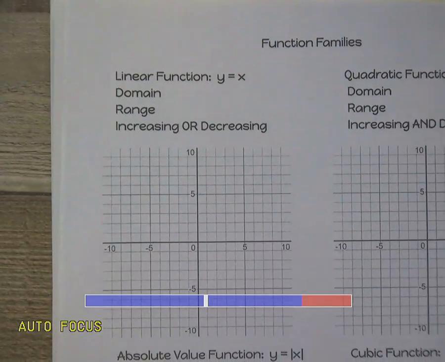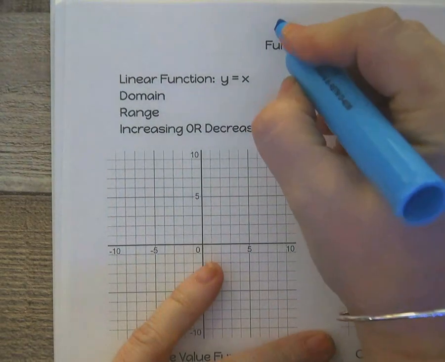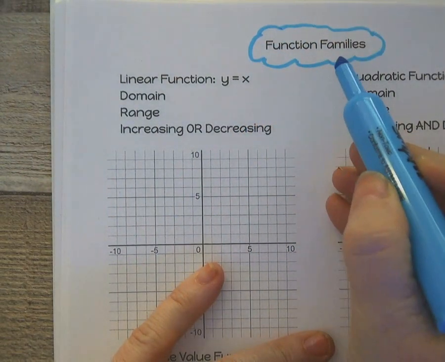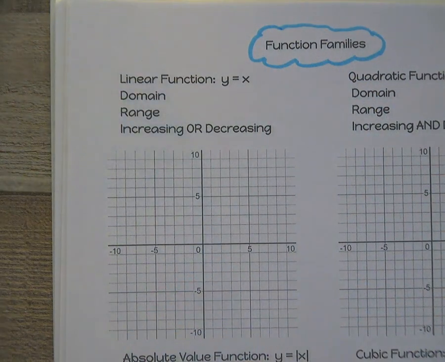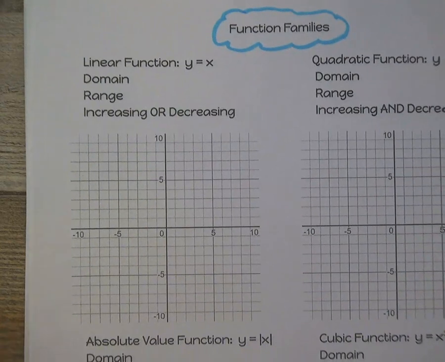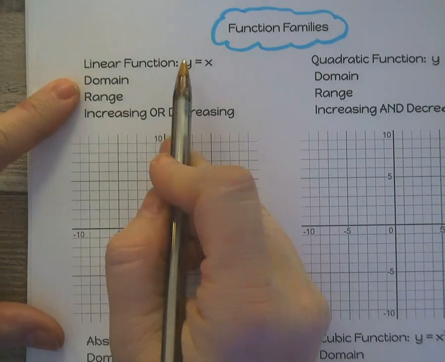Okay, we're going to take some notes on different function families. All of these things we're going to talk about are functions, meaning they pass the vertical line test and they have that one-to-one relationship. Every input has only one output. The first one we've been dealing with all year is a linear function.